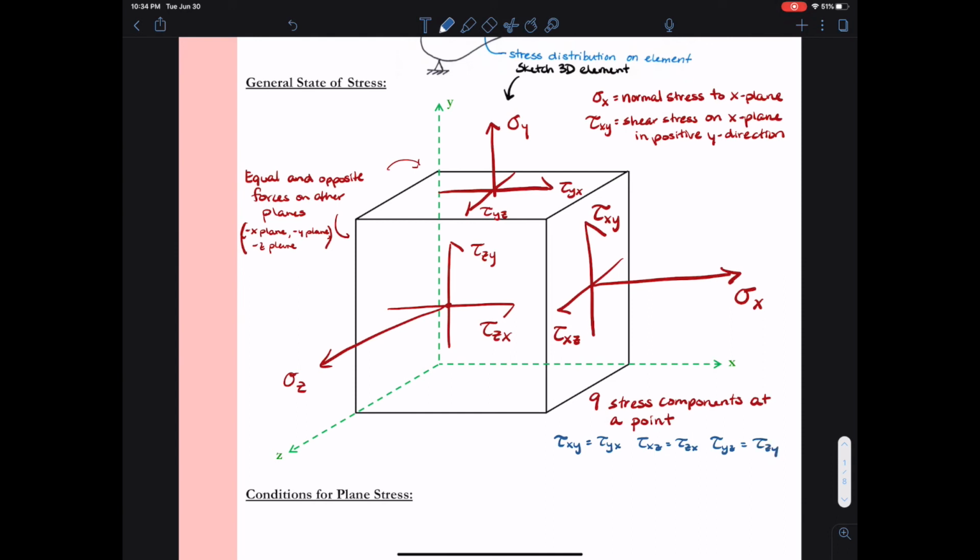And so taking this into account, we can then state that we have 6 unique components to define the state of stress at a point. So in 3 dimensions, we need 6 components of stress. That's 3 normal stresses and 3 shear stresses to fully define the state of stress at this particular point.